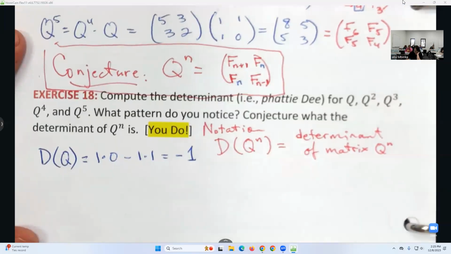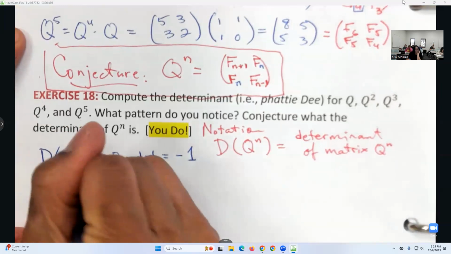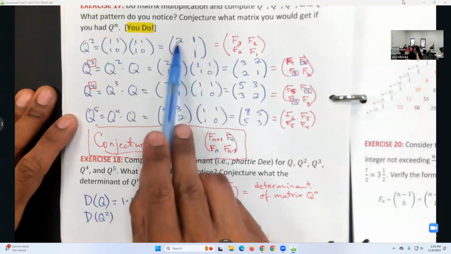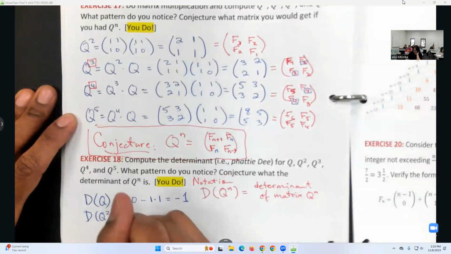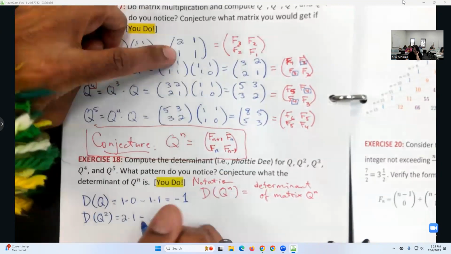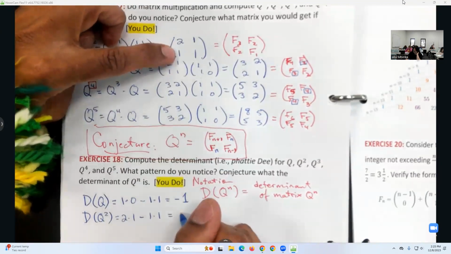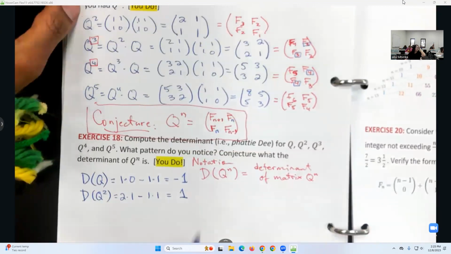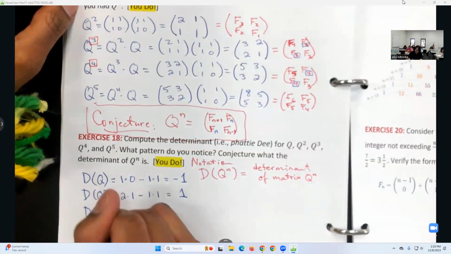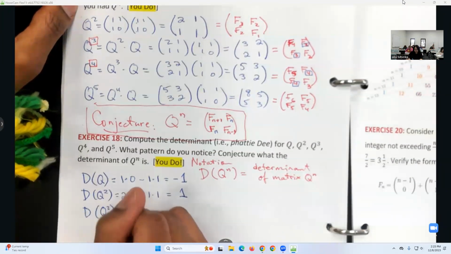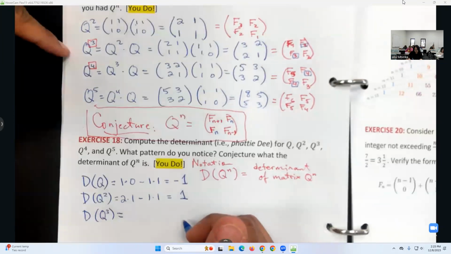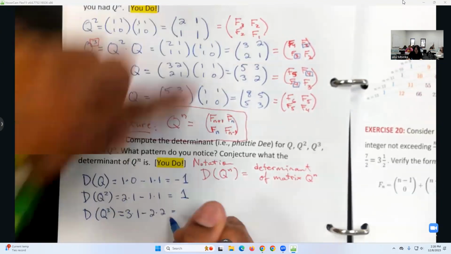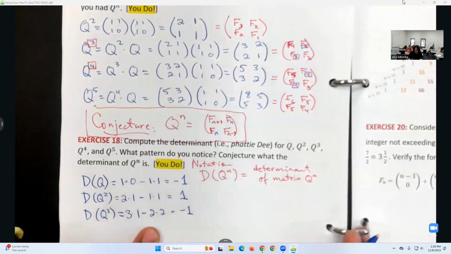Yay, we got our first matrix. What about d(Q squared)? Oh, we need some information on Q squared. Q squared is this matrix here, so 2 times 1 minus 1 times 1, which is 2 minus 1, which is +1. We don't have enough data for a pattern, but let's see what the next determinant is. d(Q cubed). Q cubed is this matrix, so 3 times 1 minus 2 times 2. So we get 3 minus 4, which is -1. Okay, we're back to -1.